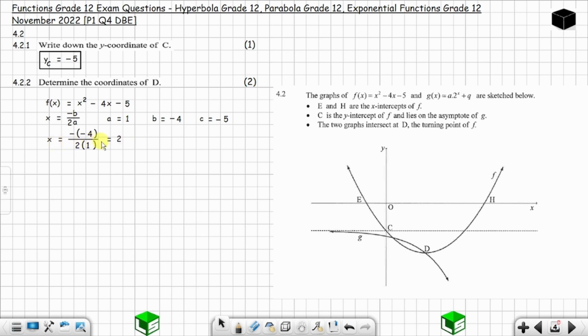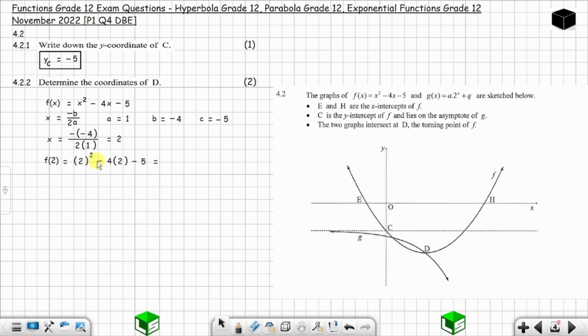To get the y-coordinate of the turning point, you plug this value into the original equation. So you are going to take f of 2. This is equal to 2 squared minus 4 times 2 minus 5. You plug 2 wherever you see x. So this is 4 minus 8 minus 5, which is negative 8, negative 5, so this is negative 13.